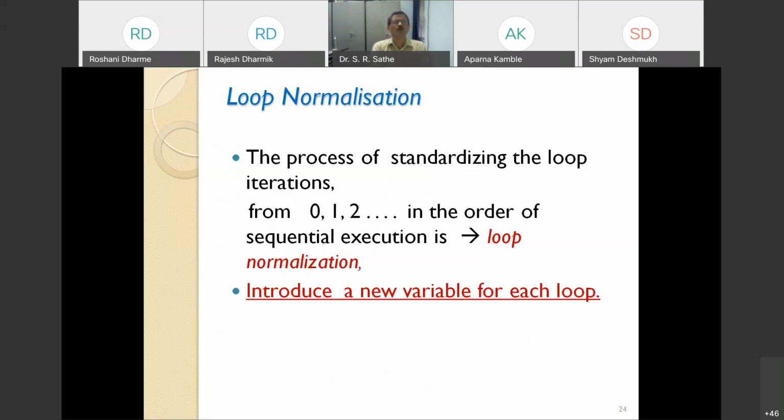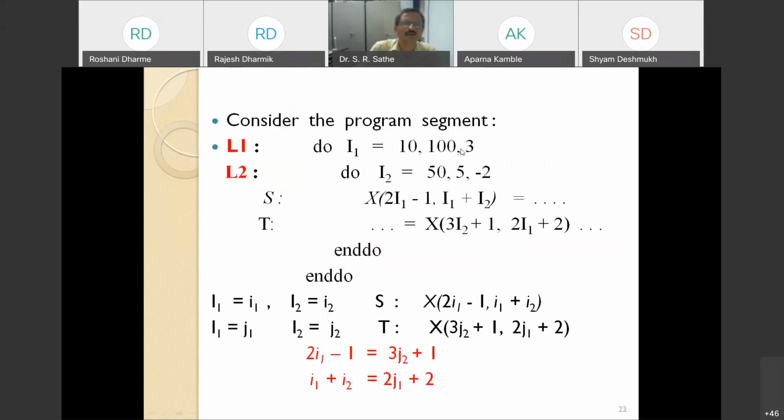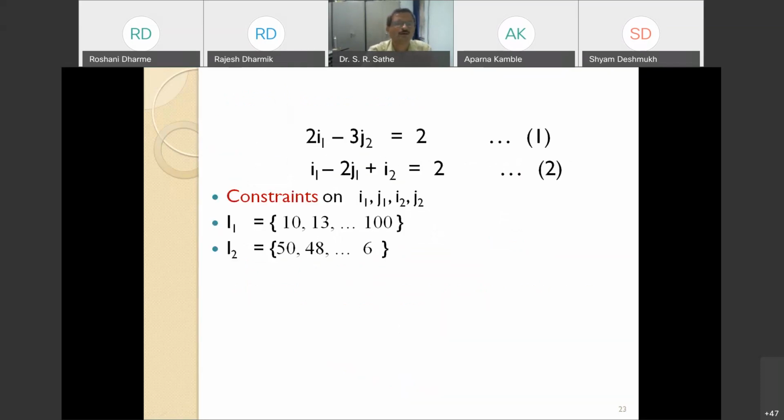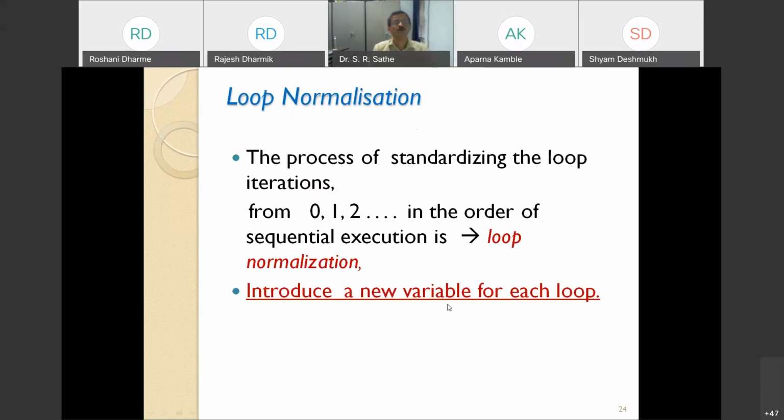Now coming to loop normalization. In this case, we saw that the steps were 3 and -2, which makes it difficult to analyze the programs. First, the increment was 3, and in the second, it was -2. Therefore, we study what is known as loop normalization.